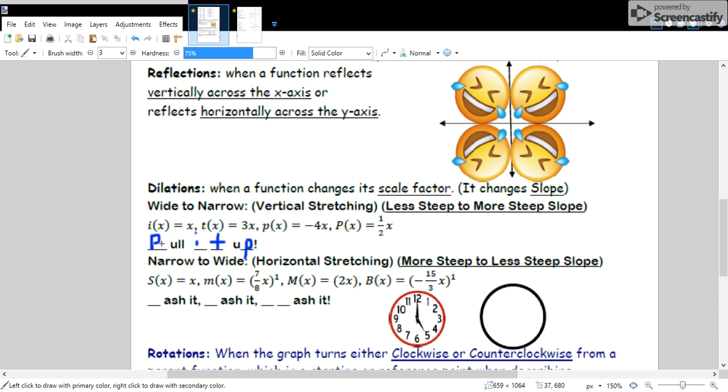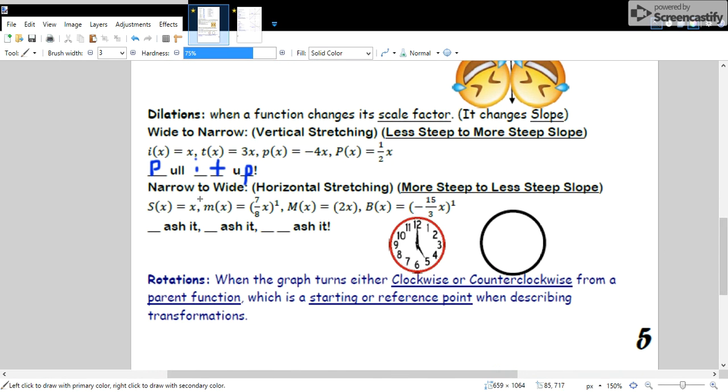Okay, you should get capital P for pull it up. Our P, our 1/2 is the smallest, so that's the widest one. I is next, it's 1, T 3, and then lowercase p would be the 4. Again, we don't look at the negative signs when we're looking at dilations.